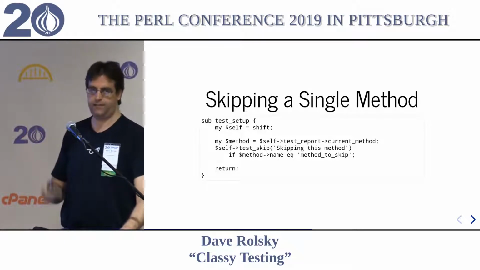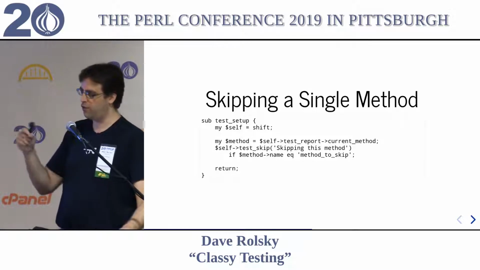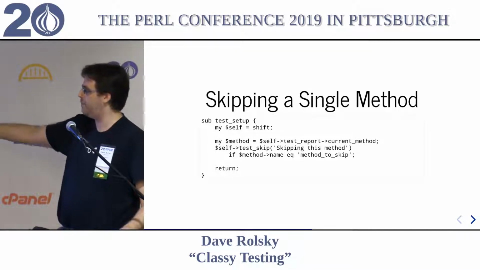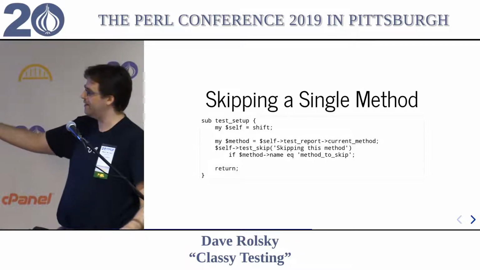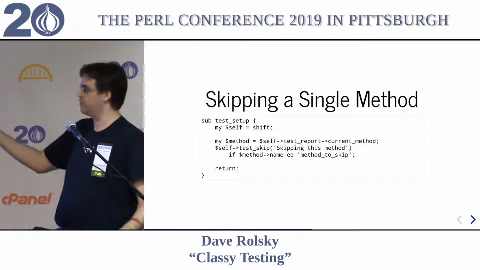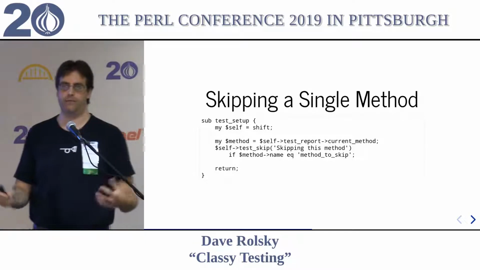Again, setup is the per method control method that runs before the test method. And again, we call test skip. And it's a little clunky because we have to figure out what method we're about to run. So we look at the test report to get our current method.